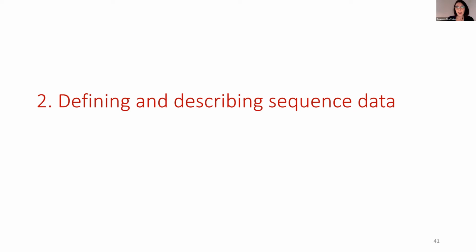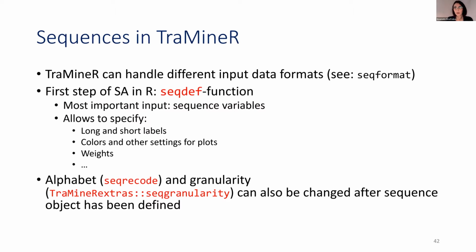How do we start, define, and describe the data we have stored in our initial data set? Well, first of all, we can input into TraMineR different data formats. I said that the necessary format is the wide format, but in case you have your data in a long format, you will have to perform some operations to reshape the data the way it's needed.